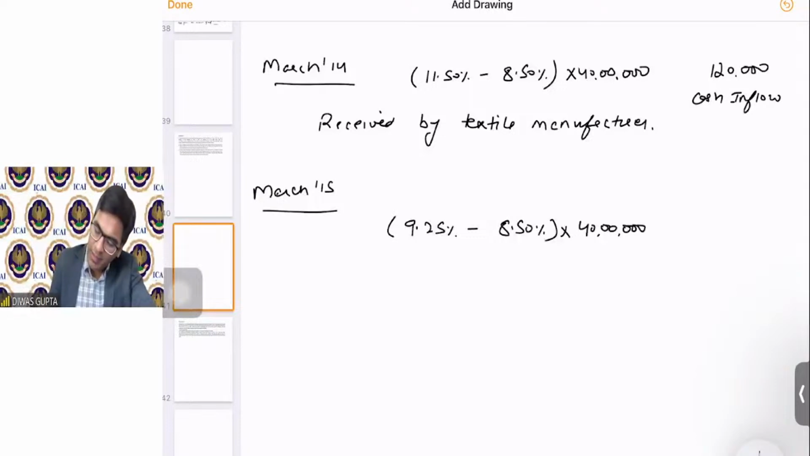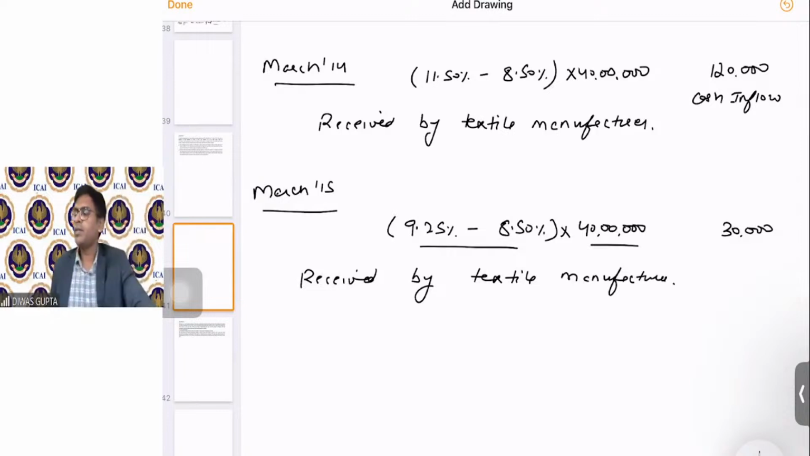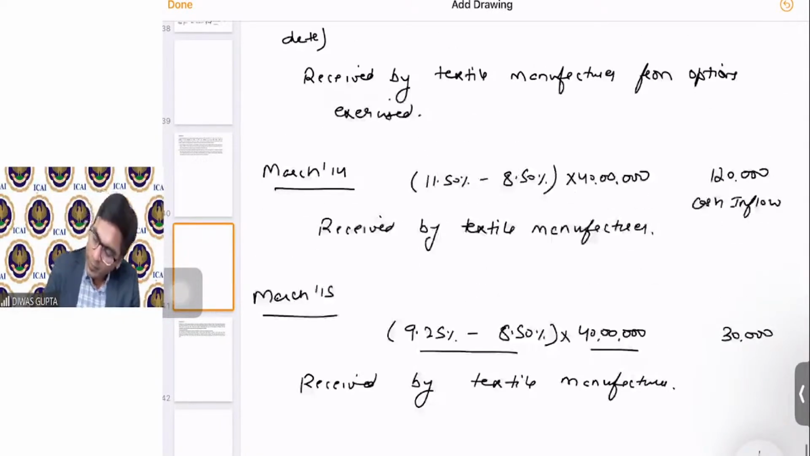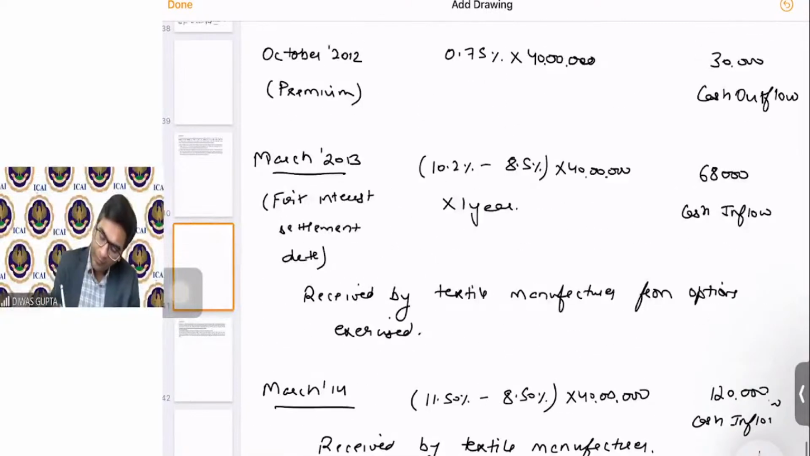Okay, so this will be 0.75 in. So this will be 30,000 received by the textile manufacturer. This 30,000 will be received by the textile manufacturer, students. This is also a cash inflow.